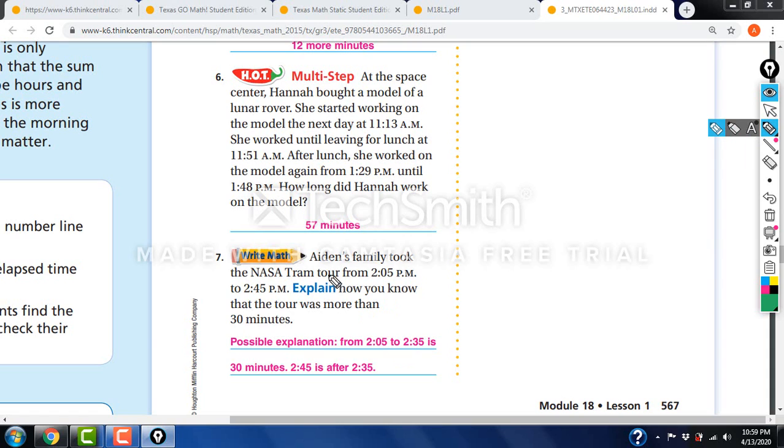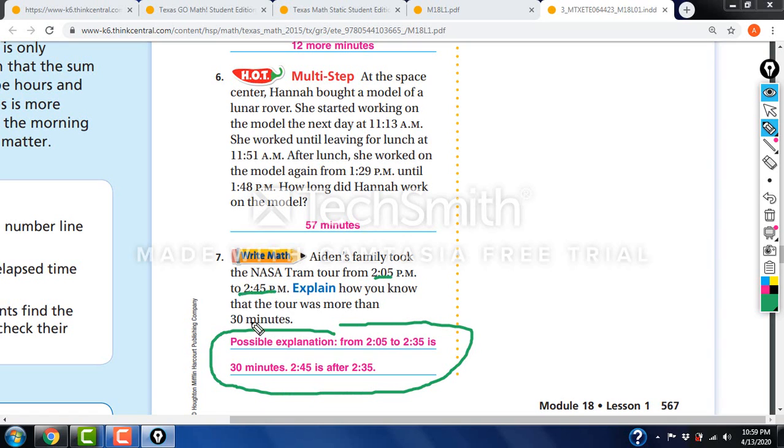Okay, the next one here, it said Aiden's family took the NASA tram ride or tour from 2:05 p.m. to 2:45 p.m. Explain how you know that the tour was more than 30 minutes. You can have several different explanations. This is one. But you know from 2:05 to 2:45 is more than 30 minutes. Any explanation that explains that, either you could figure out the elapsed time by subtracting 2:05 from 2:45 and getting your number, and it's going to be greater than the 30 minutes that the tram ride took. So that's all they're asking you.